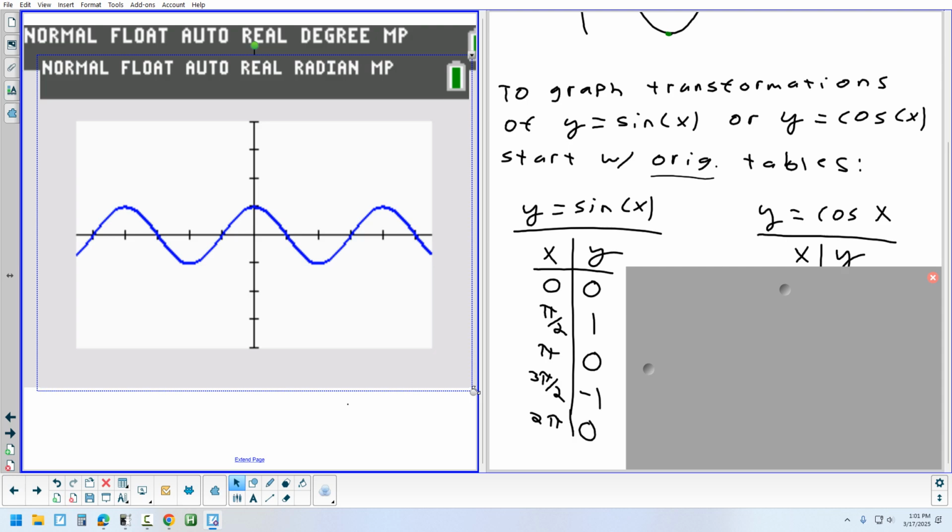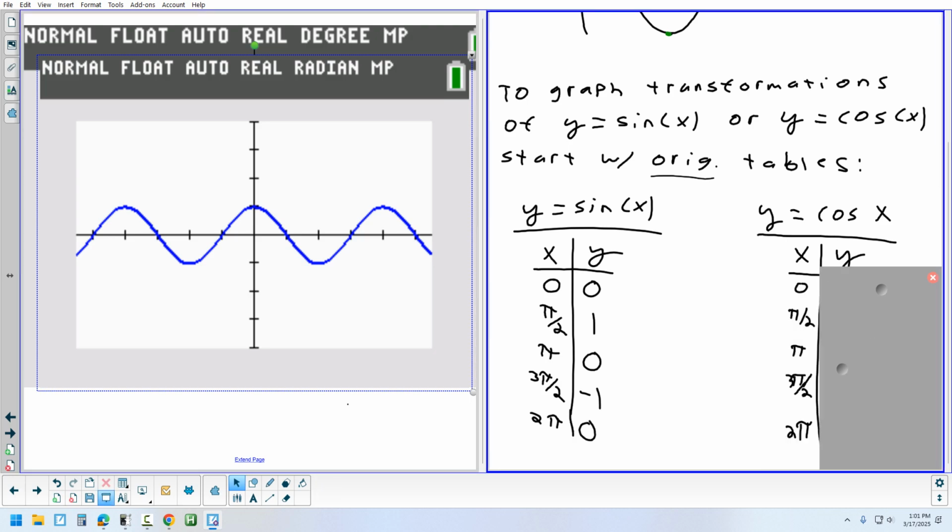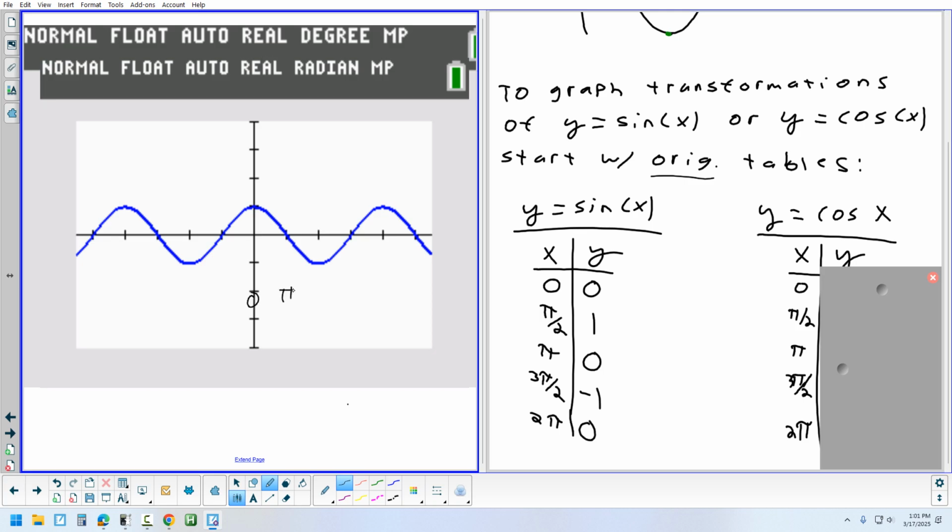Okay, so for cosine, we're going to start with the same x values. So this is 0. This first tick mark is 90 degrees, because that's what the calculator is going by, or pi over 2 radians. This one is 180, that's halfway, or pi. This one's 270, or 3 pi over 2. And what's the last one again? 2 pi, which is 360 degrees.